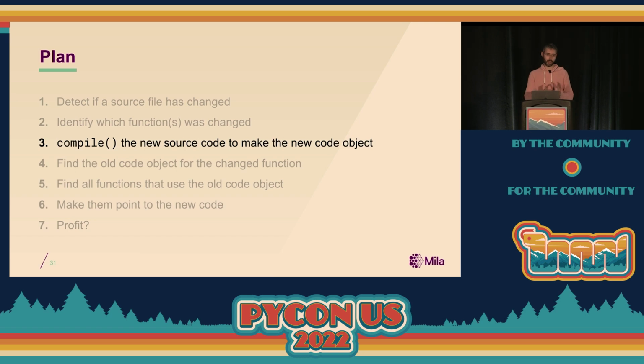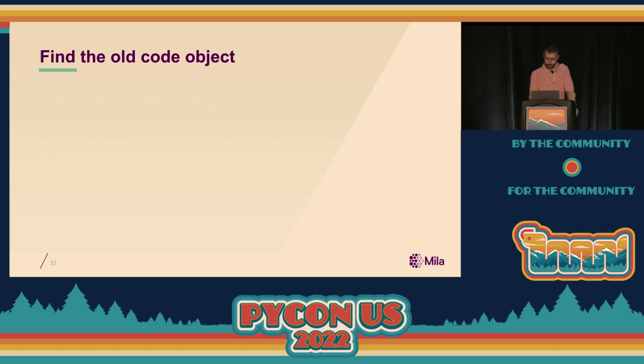Once we have that, we will compile the new code in isolation to get a new code object. And then we need to find the old code object that corresponds to what was changed. That step requires a bit of thinking. Naively, you would think that it would be easy to find, because if I change the function f in module m, then in module m, if I get the attribute f, it should basically be there. And 99% of the cases, that's kind of true. But the truth is that it could be anywhere.